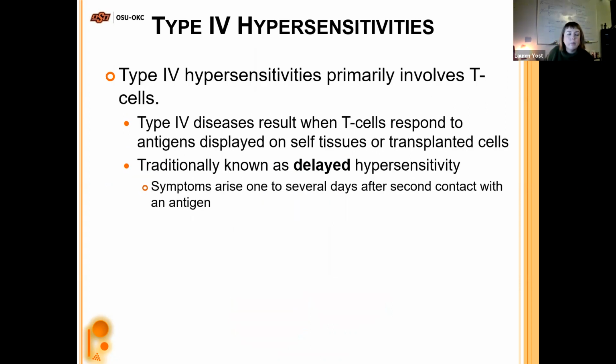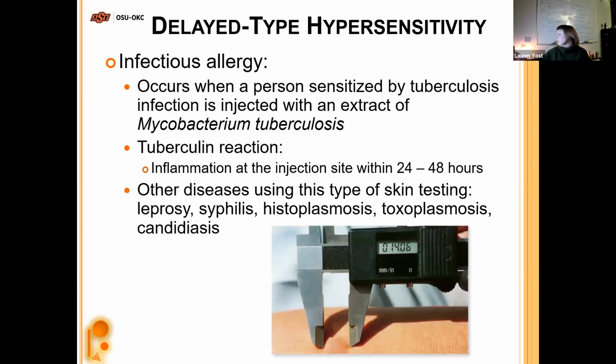Anyways. So type 4 hypersensitivities. Type 4 hypersensitivities involve T cells. These are cell-mediated hypersensitivities. The type 4 hypersensitivities result whenever T cells respond to antigens displayed on self-tissues or transplanted cells. So this is also known as delayed hypersensitivity because it takes a while for your body to really get going with whatever's happening, to develop the T cell response and to react to whatever it is.